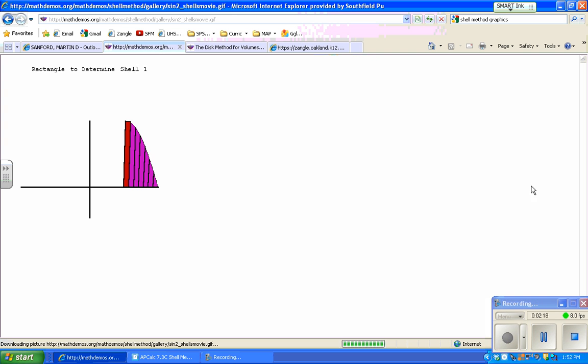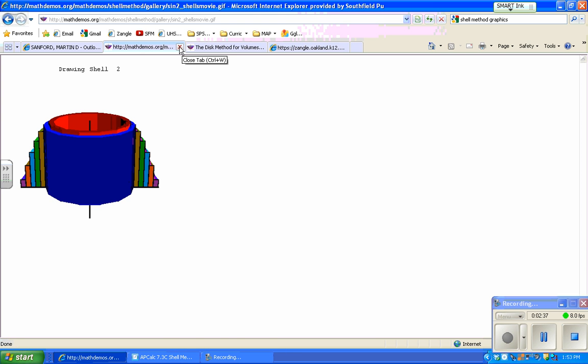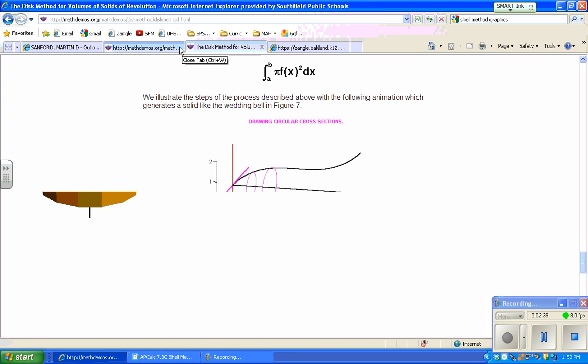Okay, I'm going to play this one too, and we'll just see how it looks. So again, that's one shell. The idea here is there's a hole in the middle, so you're going from maybe this x value to this x value, and these are all little dx's. So this video is going to look exclusively at the shell method and try to see how we apply that.